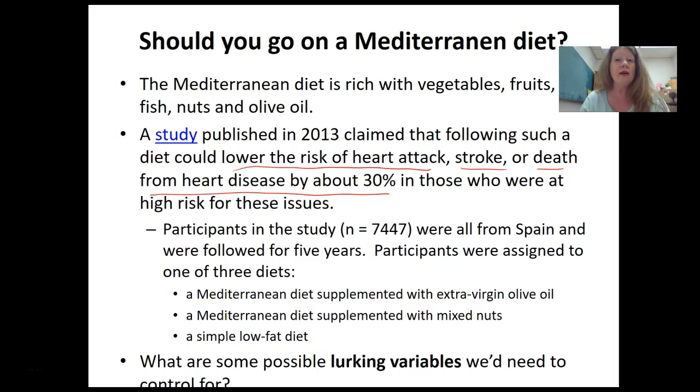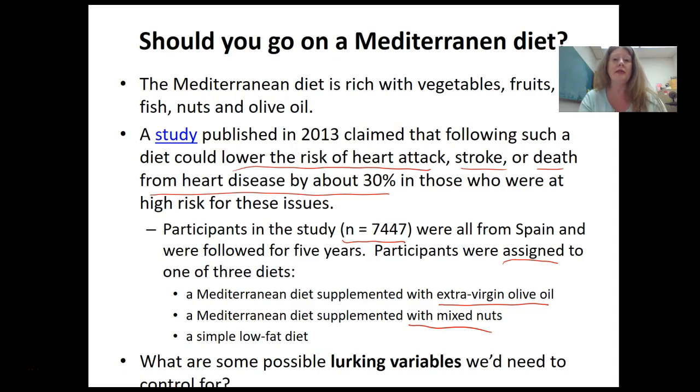So the study had a pretty large sample, a total of almost 7,500 individuals. This was conducted in Spain, and they were followed for 5 years. What was mentioned in the original article is that they assigned, we assume randomly, individuals to one of 3 diets. So they wanted to compare these 3 different groups. One was a Mediterranean diet supplemented with extra virgin olive oil. The other was a Mediterranean diet with mixed nuts. And then they were comparing that to just a simple low-fat diet.